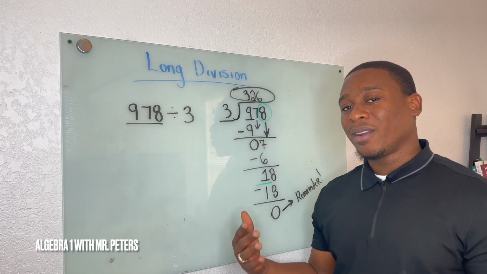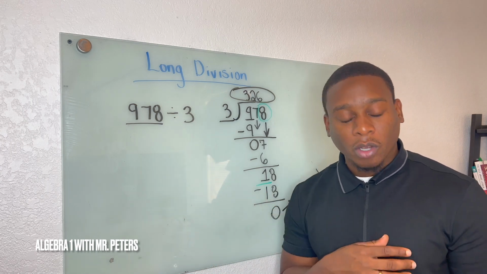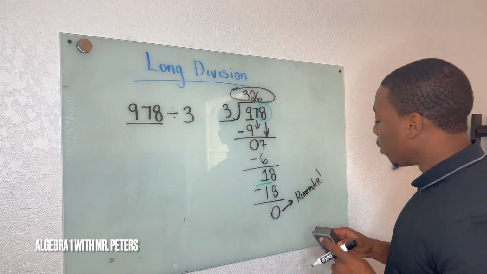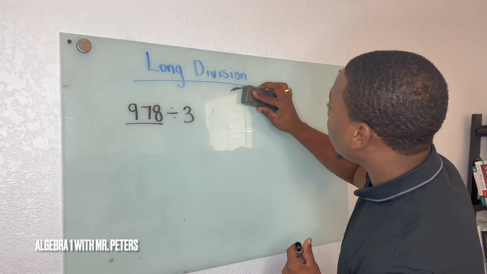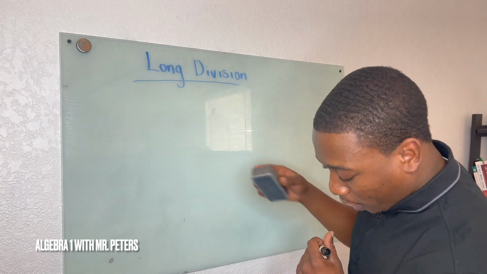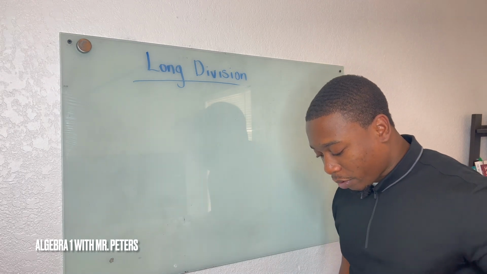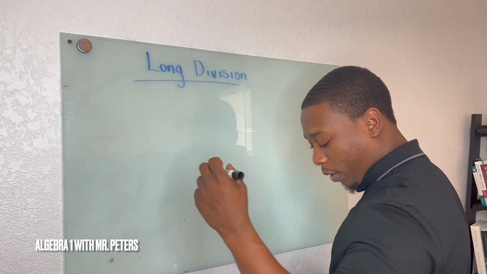All right. So now what we're going to do, I'm going to look at another problem where this first number you can't divide. How are we going to go ahead and solve this problem? So let's erase this and let's go back and see what the steps would be if we had a different problem altogether.